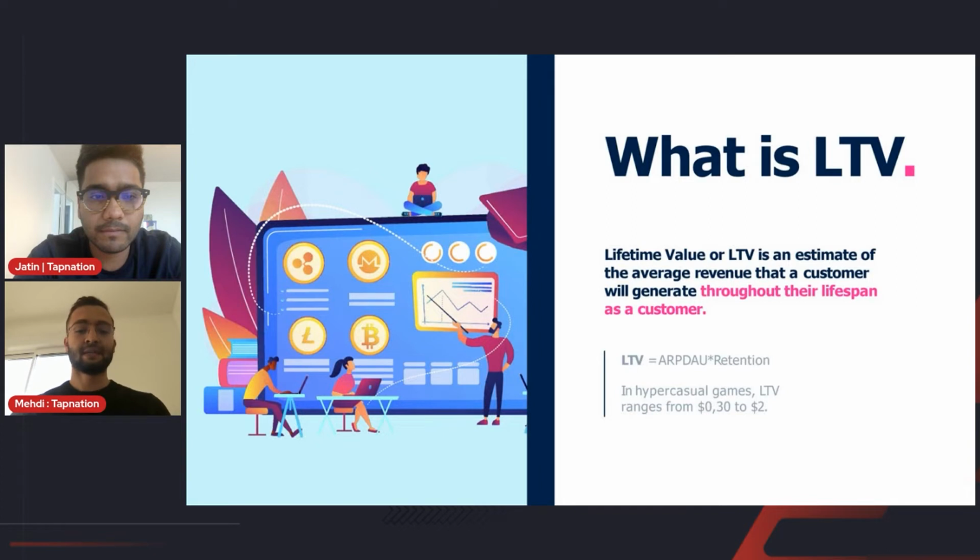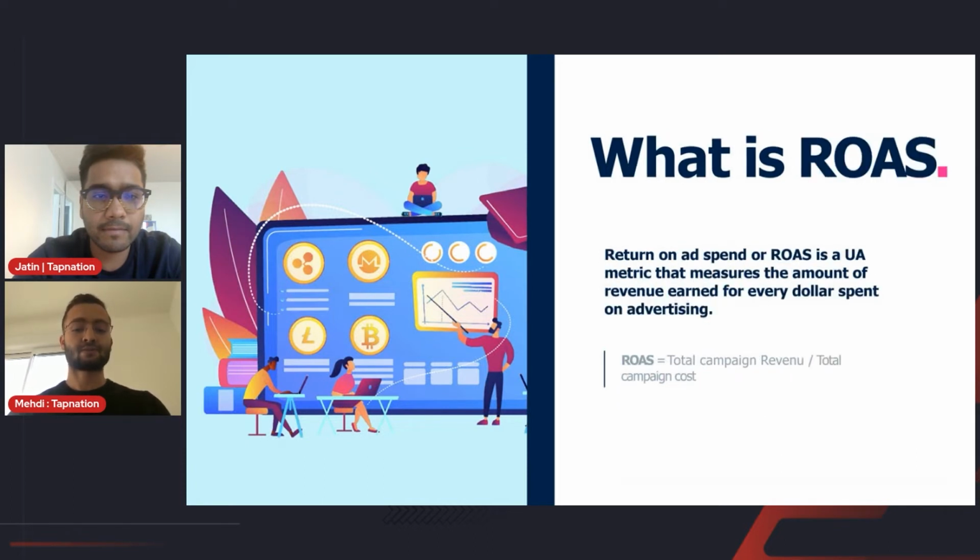So one of our basic KPIs is the LTV, the lifetime value, an estimate of the average revenue that a customer will generate through their lifespan as a customer. It's calculated by multiplying the average revenue per daily active user by the retention, which is the percentage of users that we retain to play our game. And in hyper casual games, LTV is normally between $0.3 and $2.